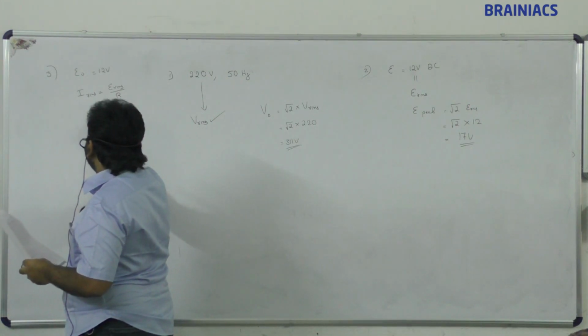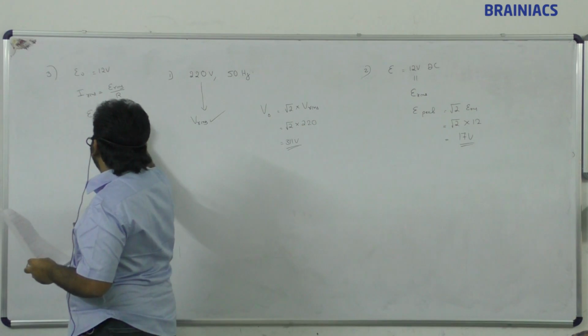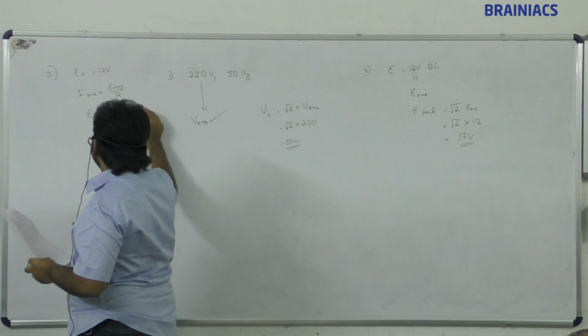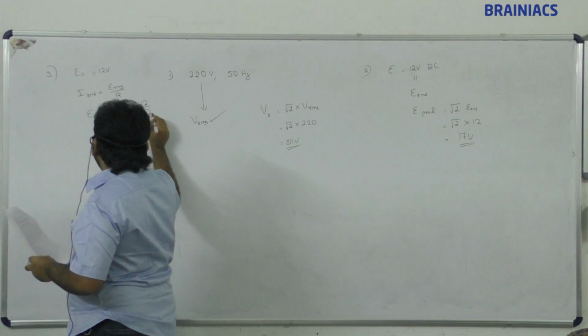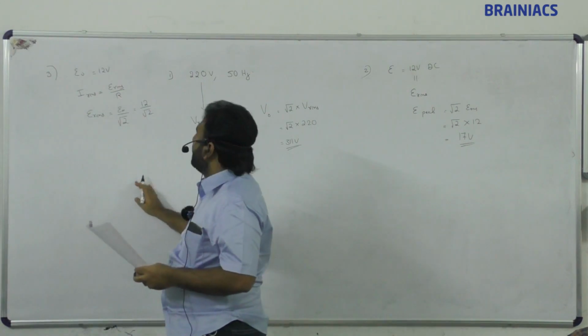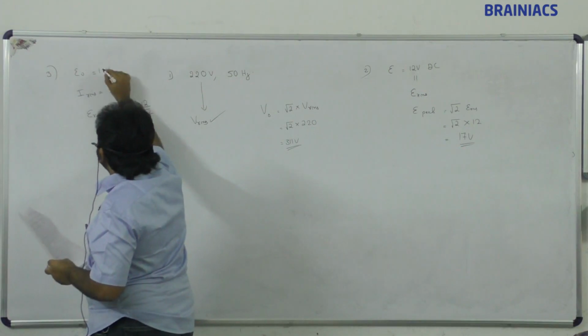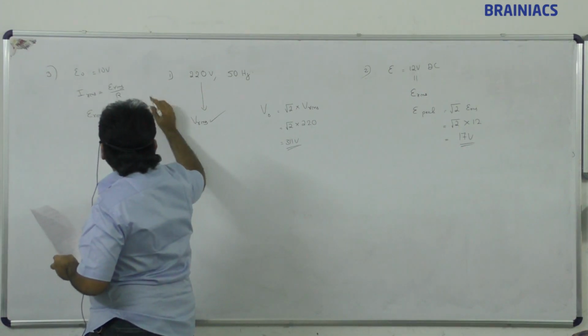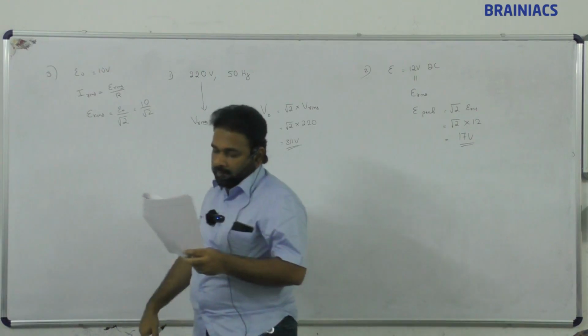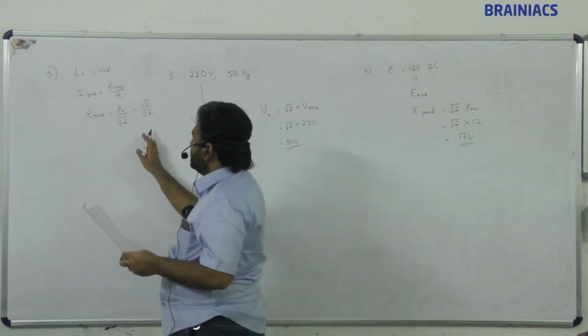So first we need to find ERMS. ERMS is E naught by root 2. So this is nothing but 10 by root 2. This is ERMS.